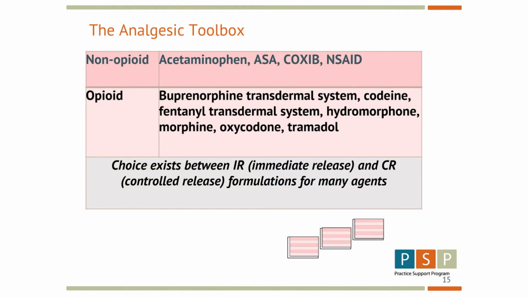So here I wanted to summarize the typical analgesic toolbox, as they refer to it. There's the general non-opioid group, and then the opioids that are available in BC. Here in BC, we are familiar with the Butrans patch, or the buprenorphine patch. There's also the fentanyl patch, but those are not usually used in patients who have not been exposed to opioids at all. The others are codeine, hydromorphone, morphine, oxycodone, and tramadol, which I would even put in here as a mu agonist.